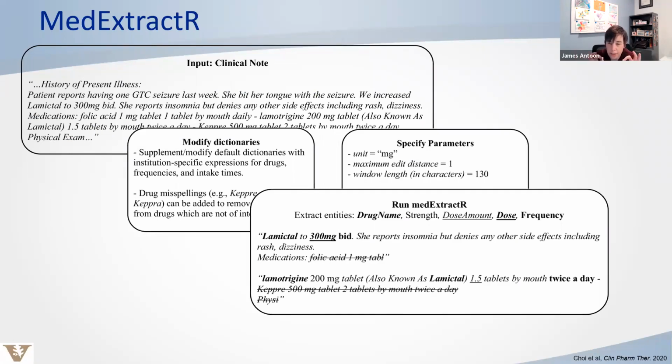And the idea of this is that you have a specific drug that you're interested in. The example she's showing is for lamotrigine. For that particular drug, you can specify the parameters within Med Extractor in order to make sure you find the features that you're looking for with the specificity that you need.